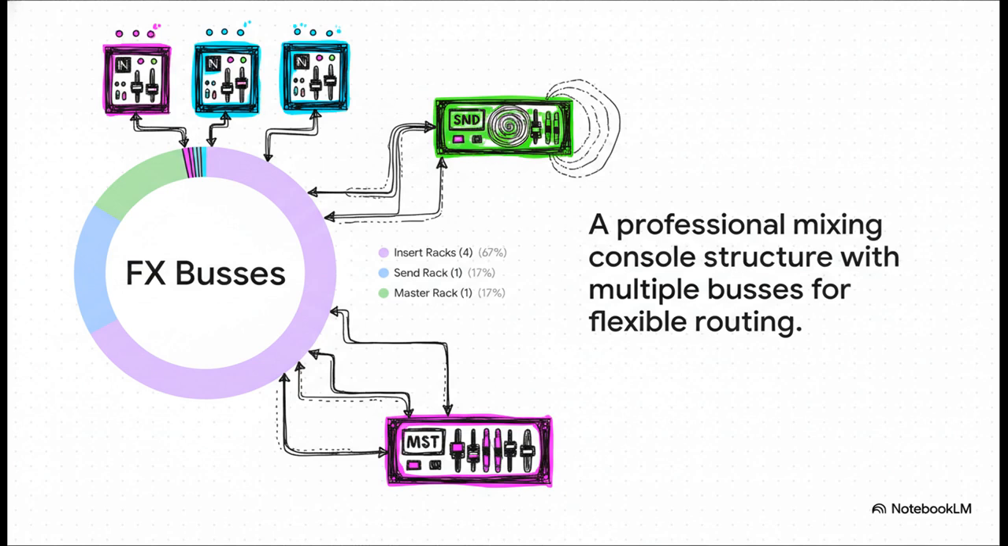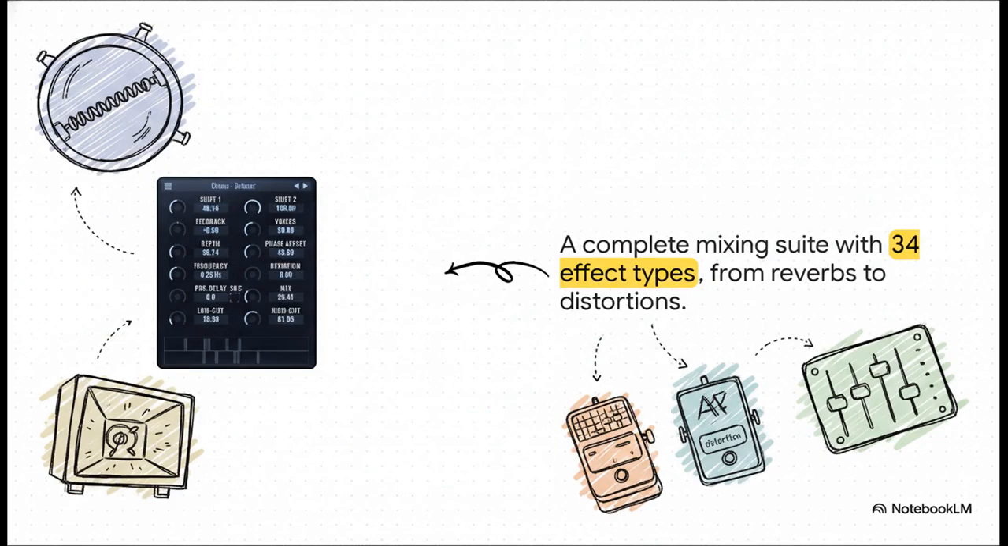It's super flexible. And the selection of effects, it's huge. We're talking 34 different types. You've got everything from these pristine, beautiful reverbs and vintage choruses all the way to some really aggressive distortions. It's basically a complete mixing suite right inside the synth. You've got everything you need to take a sound from raw to radio ready.